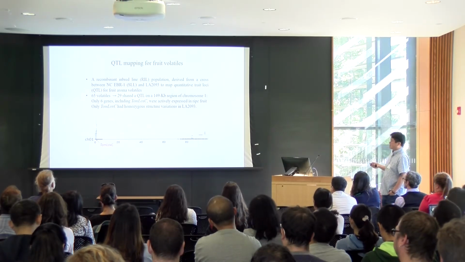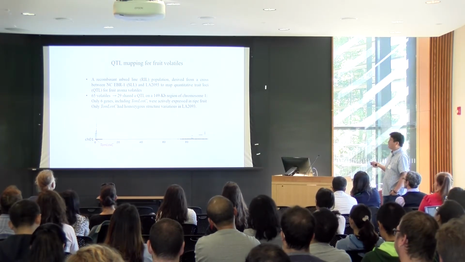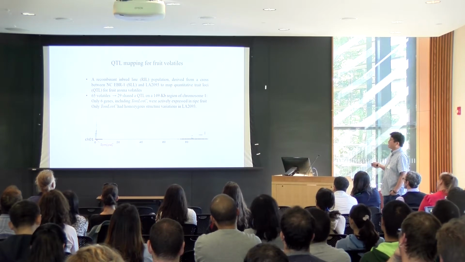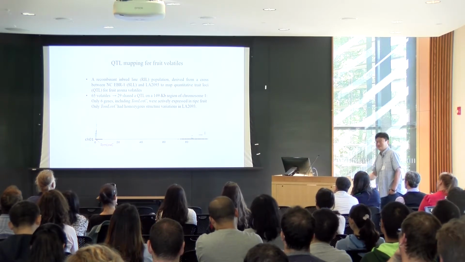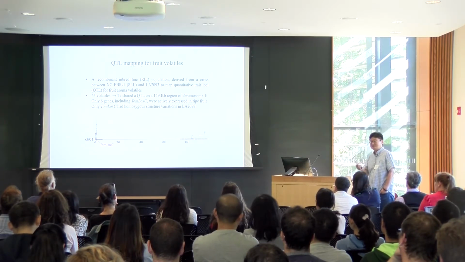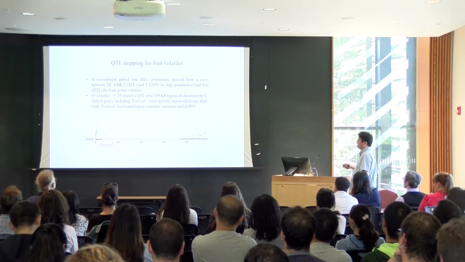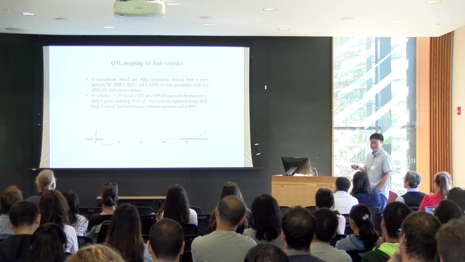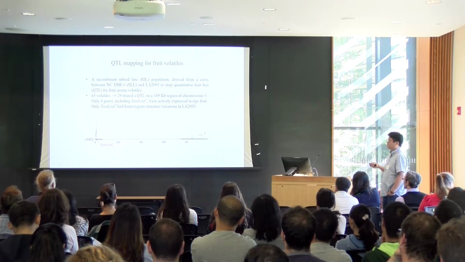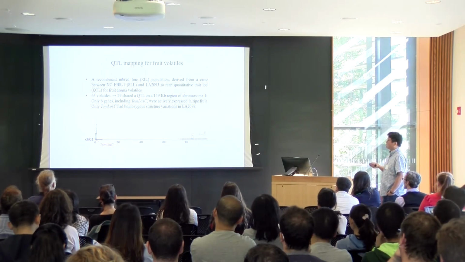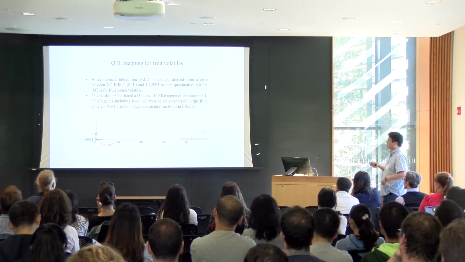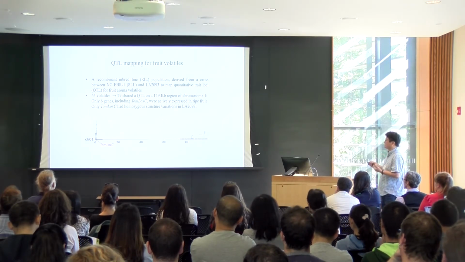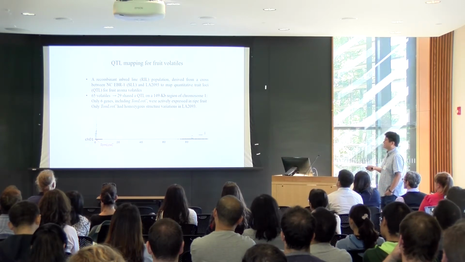As I mentioned, we have a recombinant inbred line population, and we did RNA-seq for all these lines. We called SNPs and co-expression for these lines, and we did QTL mapping on volatiles. In total, we mapped 65 volatiles, and we found 29 of them shared a 149 kb region on chromosome 1 that contains TomLoxC.